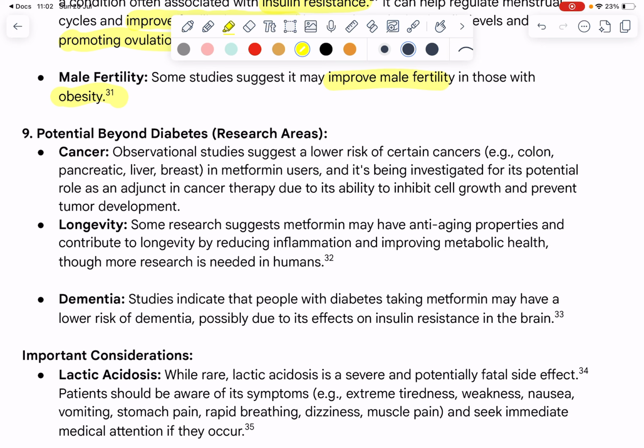Next, coming to other benefits which can be seen with metformin. Observational studies have shown that it lowers the risk of certain cancers like colon, pancreatic, liver and breast cancer, basically by inhibiting cell growth and preventing tumor development. Studies have also shown that it increases longevity and can act as an anti-aging agent, by reducing inflammation and improving metabolic health. It is also helpful in dementia, as it lowers the risk of dementia, whose causative factor has been proposed to be insulin resistance in the brain.